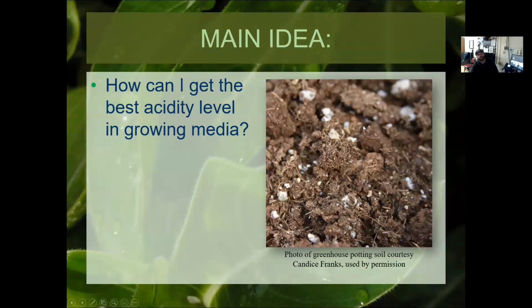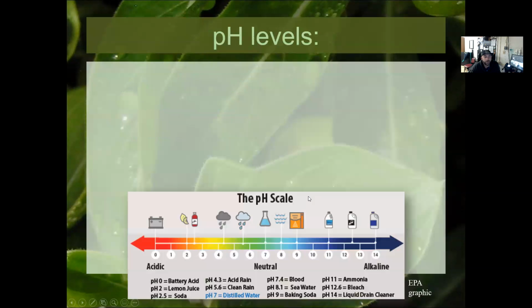Just for your info, on the right here we have some different growing media coming together. Looks like we have a little bit of vermiculite in there, along with some perlite, which we talked about in a previous lesson. If you want a little bit more info on those, please go back and check out one of my other videos.